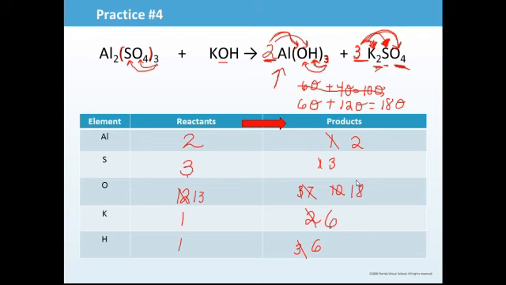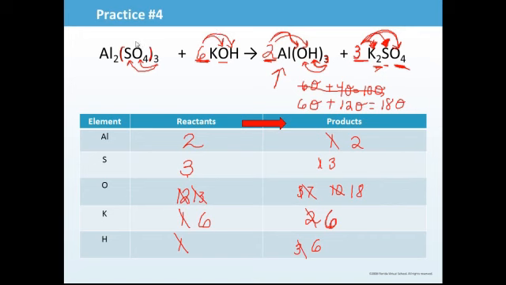So K looks like it needs to be balanced. Well, on the right side we have 6 Ks. On the left side we have 1. Looks like that should be pretty easy to fix, right? Because no subscripts, just put a 6 there. But remember, that's going to change the total number of K, O, and H for the left side. We now have 6 Ks. We now have 6 oxygens and 6 hydrogens.